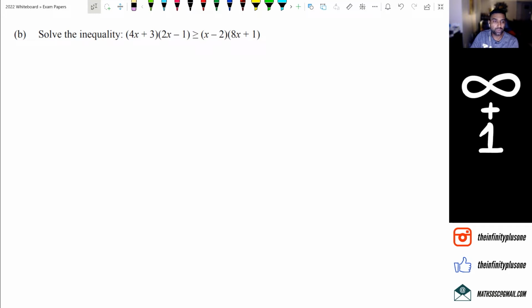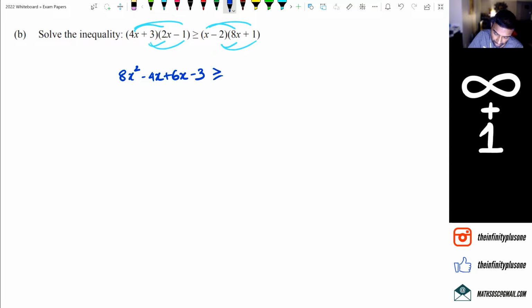Okay, so with question 1B, we've got: solve the inequality. We've got 2 brackets on both sides, and the first thing you really want to be doing is expanding the brackets. I don't know what you guys use, whether you use FOIL, I'm sure there's like 100 other methods out there. Pick the one that you're comfortable with, and as long as you get to the quadratic simplified, that's all that matters. So in this case, I've got 4x and 2x, which is 8x squared minus 4x plus 6x minus 3 is greater than or equal to 8x squared plus x minus 16x minus 2.